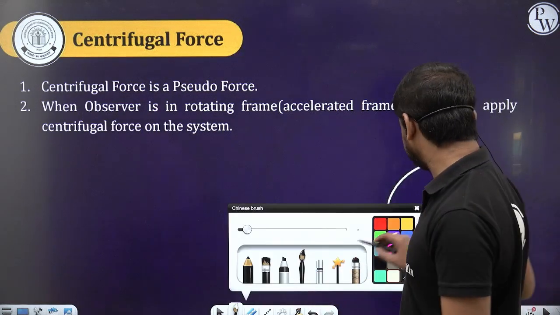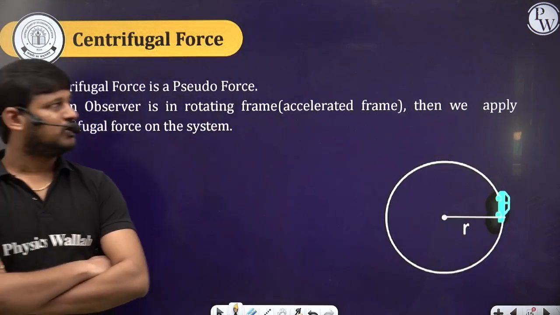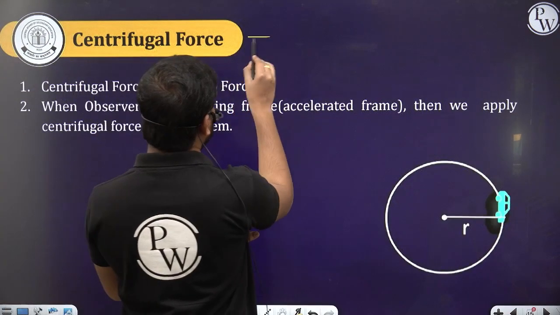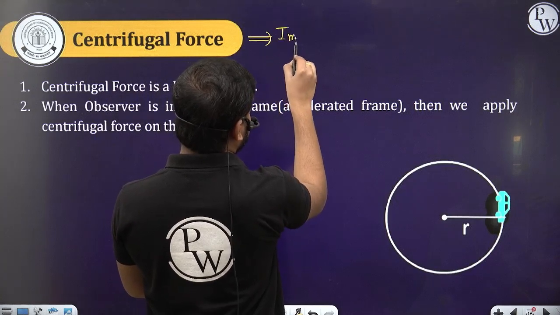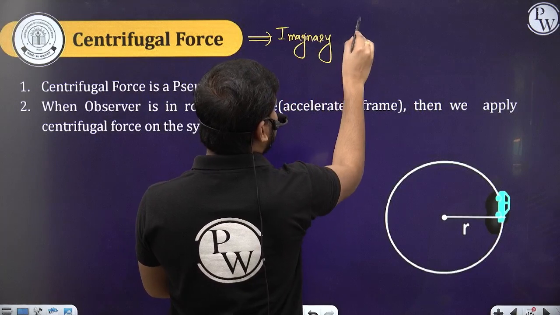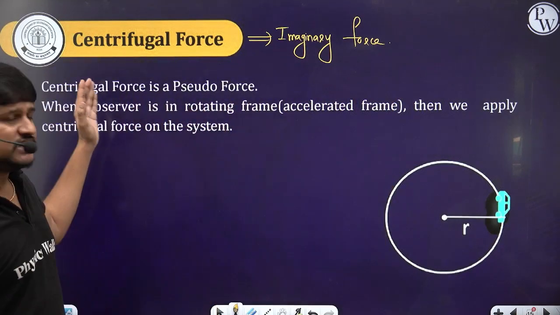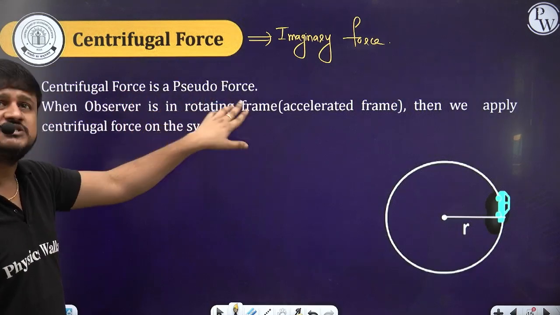So next, see here. Another kind of force is the centrifugal force. Actually, this centrifugal force is an imaginary force. So try to understand the concepts clearly here. The centrifugal force is like an imaginary force, meaning a pseudo force.